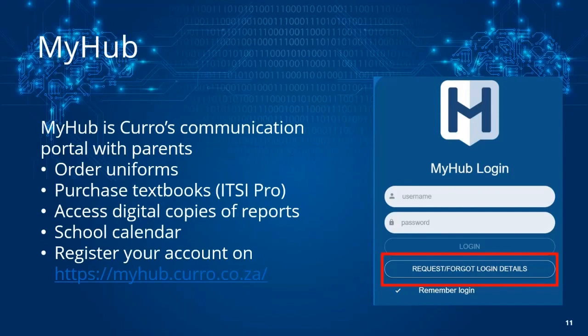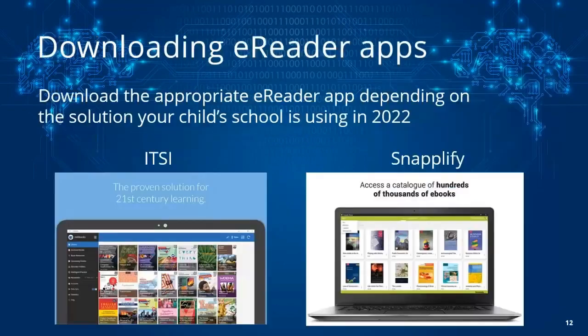And if you haven't registered yet, if you even search on Google MyHub, it'll come up, myhub.curro.co.za. And all that you do is request your login details. You type in the ID number of one of the parents or guardians that are registered at Curro, and you will be able to then receive a password via email. So there you can go explore, have a look and see what's available to you. But that is also the communication portal for Curro.